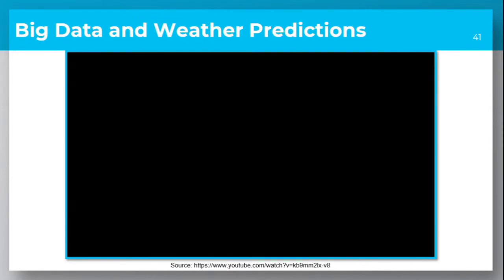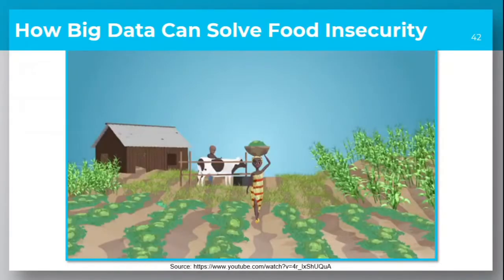So there you have it. Big data can be used to predict weather. At the same time, it can give us the opportunity to prepare for future disasters, right? Hopefully, in the near future, we can already predict earthquakes, probably, or volcanic eruptions, right? So all of this because of big data. How about using big data to solve food insecurity? All right, let's look at this.